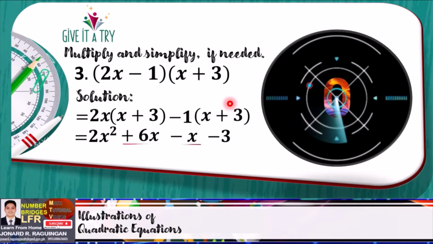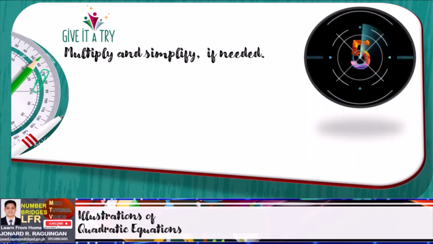Then combine similar terms. Copy 2x squared, 6x minus x is positive 5x, then copy negative 3. Did you get the same answer? Excellent! For number 4, we have the quantity of x plus 6 raised to 2. You have 5 seconds to answer that.